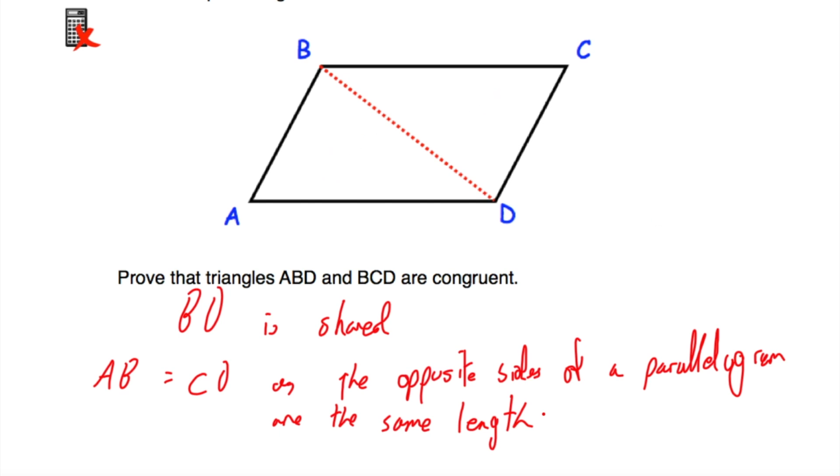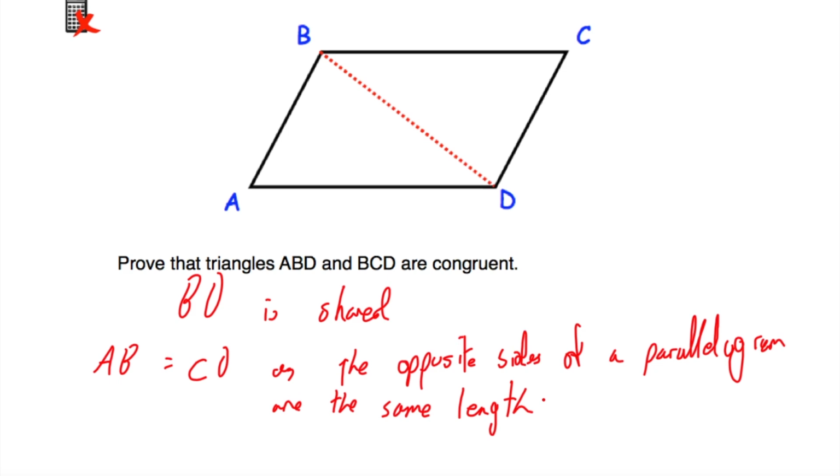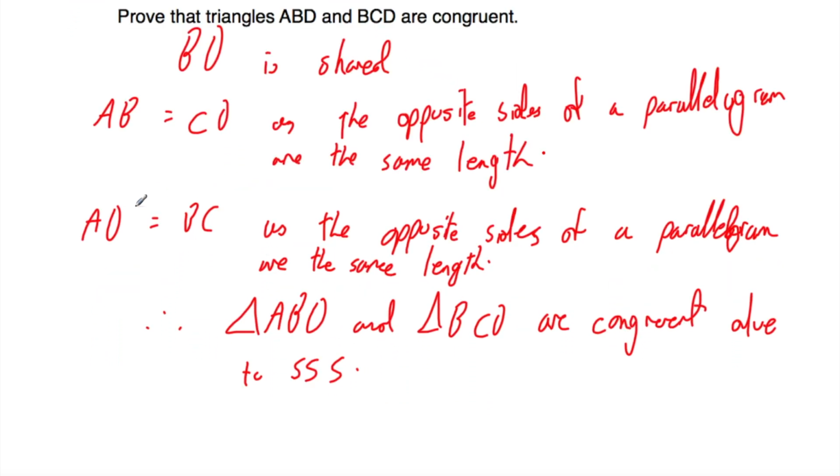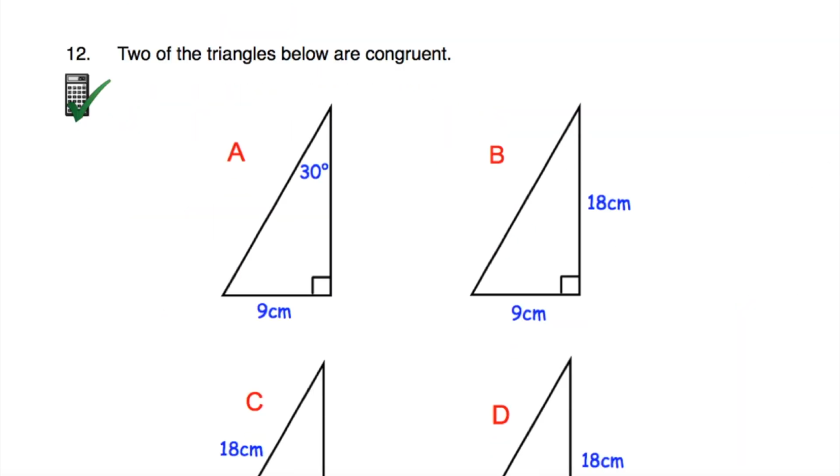So let's finish this off. Let's write down that BC and AD have the same length. I've written down that AD equals BC, as the opposite sides of a parallelogram have the same length. And that means that triangle ABD and triangle BCD are congruent due to side, side, side. And that's it. Okay, let's have a look at our next question, question number 12.